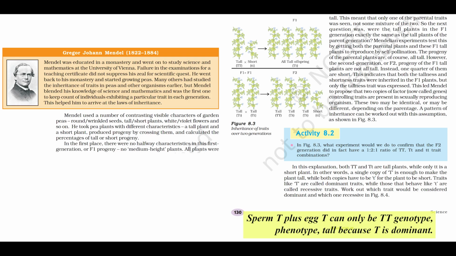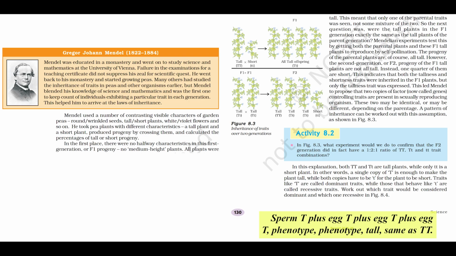Sperm T plus egg T gives the genotype TT, phenotype tall because T is dominant. Sperm T plus egg t, or sperm t plus egg T, gives Tt, phenotype tall, same as TT. Sperm t plus egg t gives tt, phenotype short, the only way to be short.